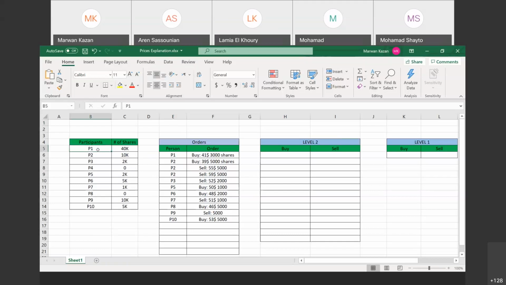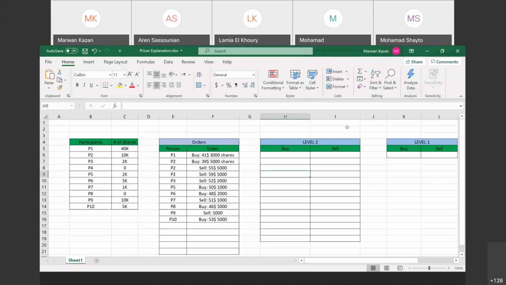So as we see here, person one has 40K shares. Person two owns 10K. Person three, 2K. Person four, 0. Maybe someone didn't buy or didn't have a percentage. Person five again 2K, person six 5K, person seven 1K. Person eight, 0K. Person nine, 10K, and person ten, 5K.